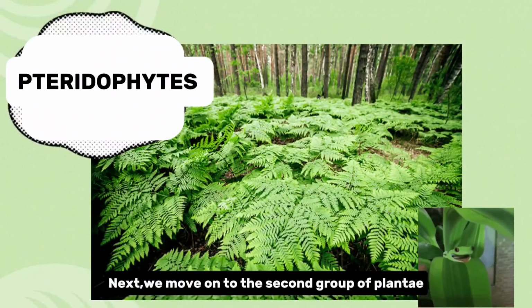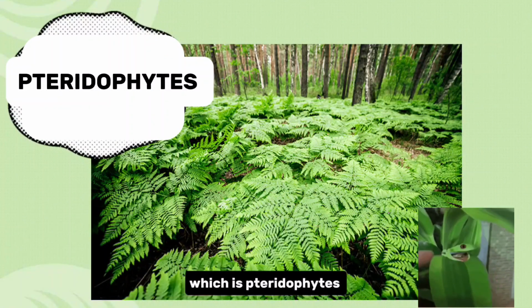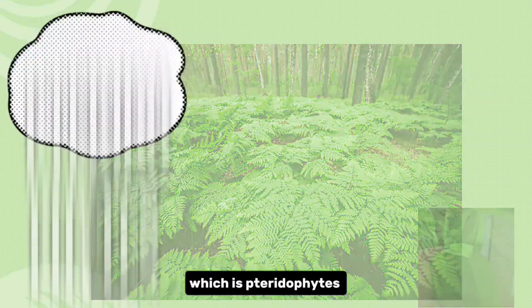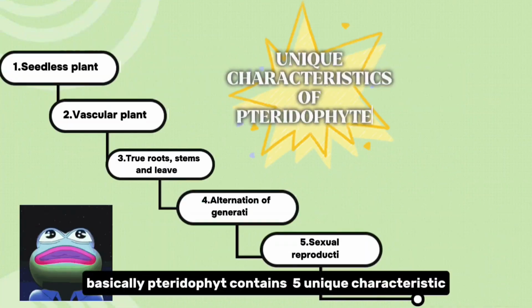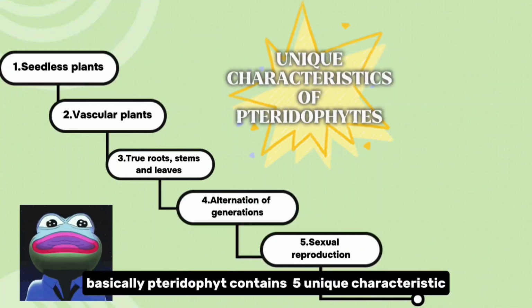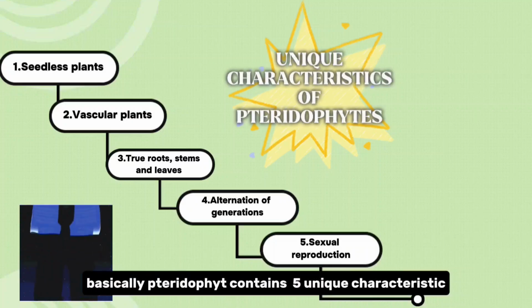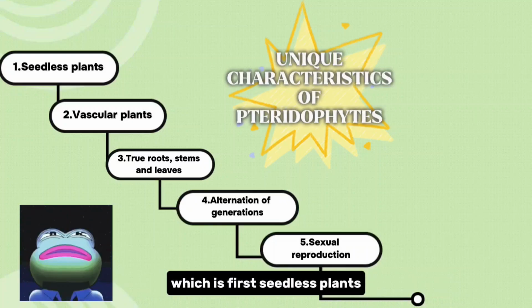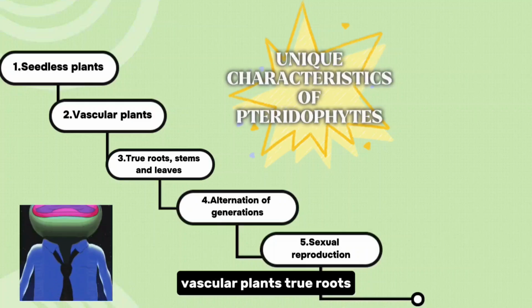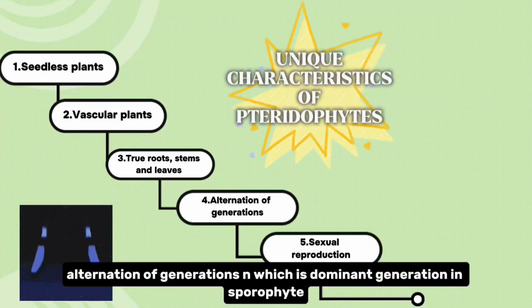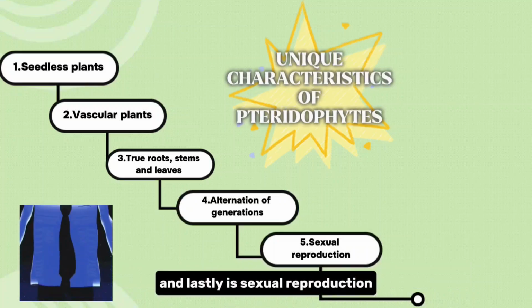Next, we move on to the second group of Plantae, which is pteridophyte. Basically, pteridophytes contain five unique characteristics, which are: first, seedless plants; vascular plants; true roots, stems and leaves; alternation of generation, where the dominant generation is the sporophyte; and lastly, sexual reproduction.